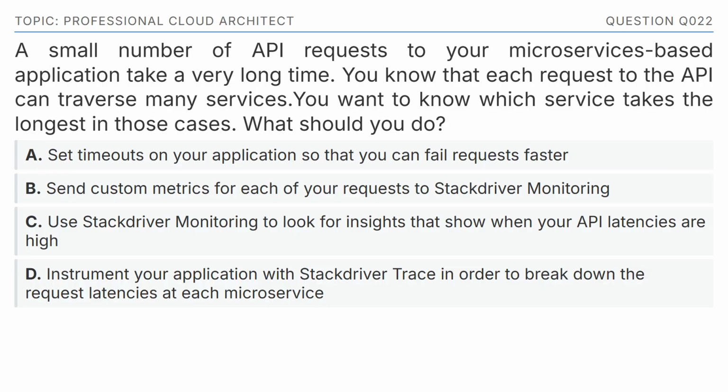What should you do? The options are: Option A, set timeouts on your application so that you can fail requests faster. Option B, send custom metrics for each of your requests to Stackdriver Monitoring. Option C, use Stackdriver Monitoring to look for insights that show when your API latencies are high. Option D, instrument your application with Stackdriver Trace in order to break down the request latencies at each microservice.